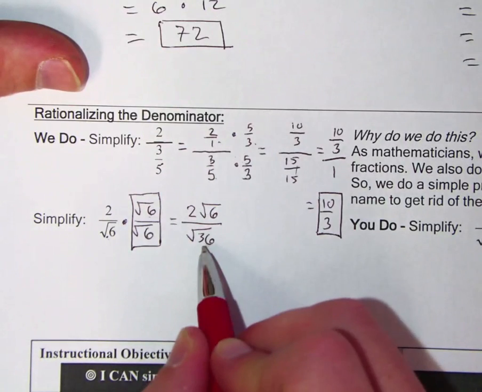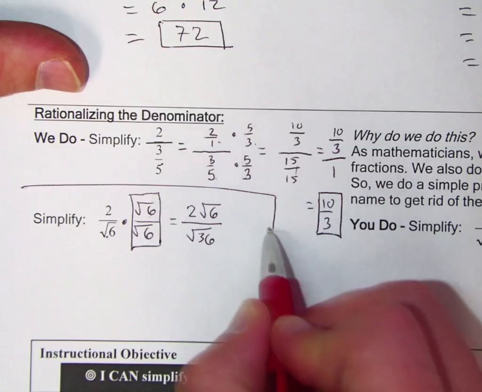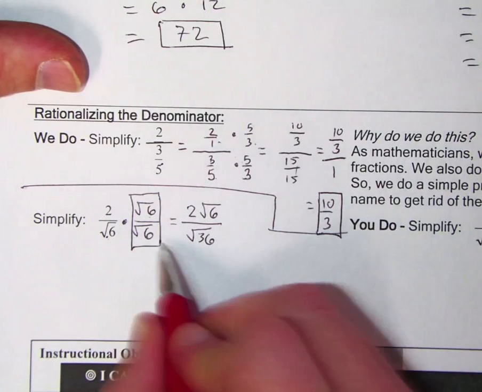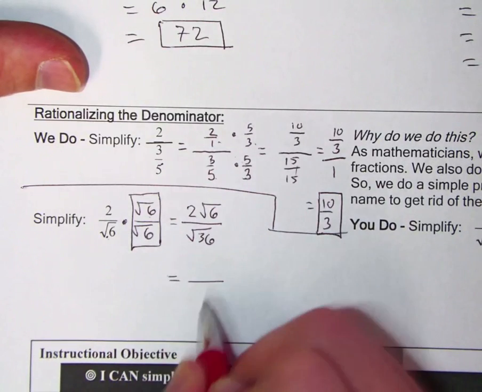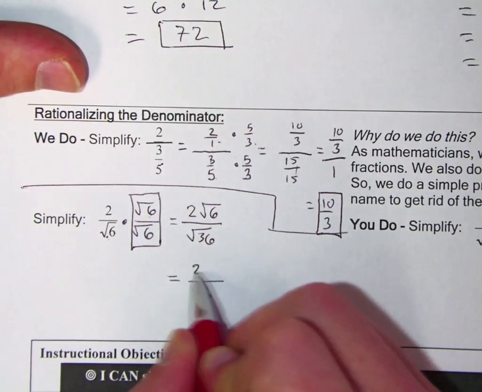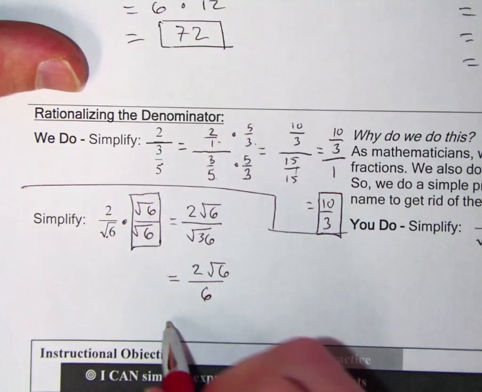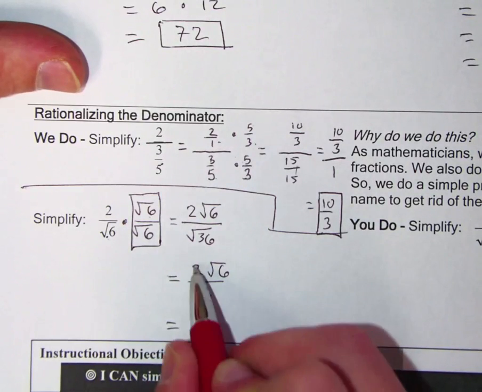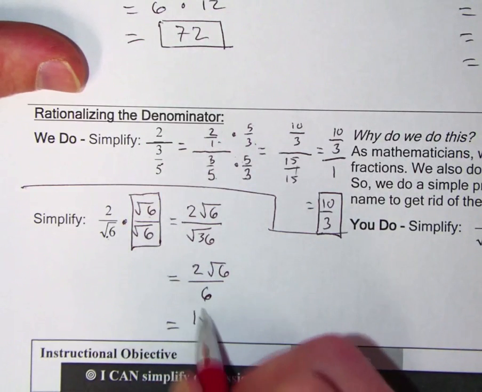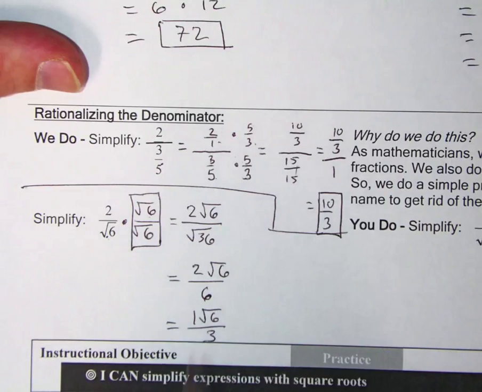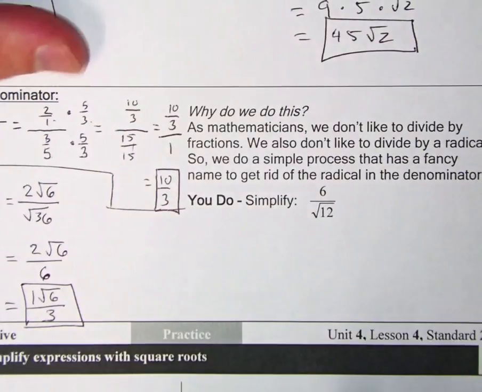Now, we know square root of 36. That's why we just did this. Square root of 36 is 6. The numerator stays the same. But you're not quite done. You can reduce the 2 over 6 into 1 over 3. So you get 1 square root of 6 over 3. You probably won't see it written with the 1. You can try the last one on your own.